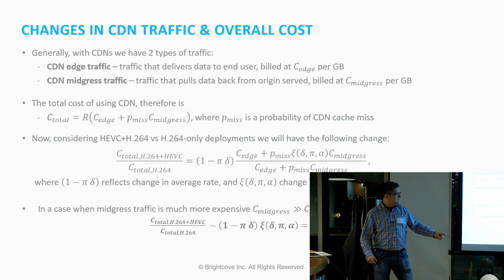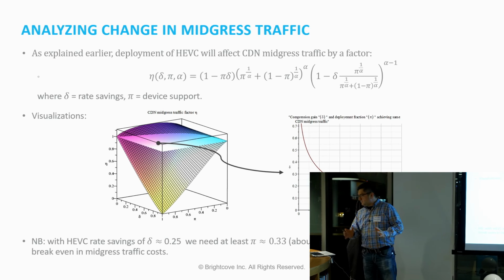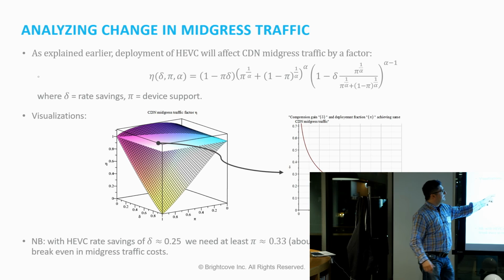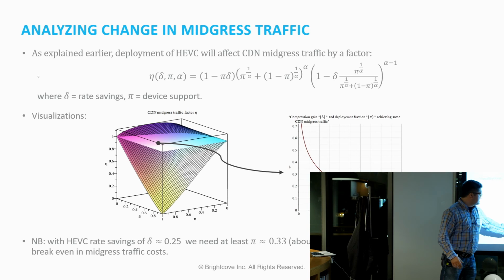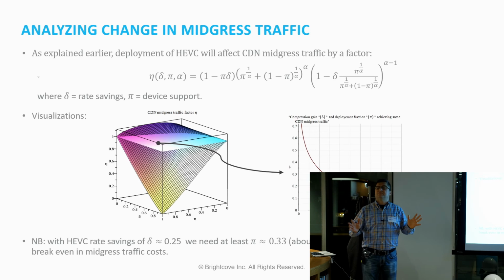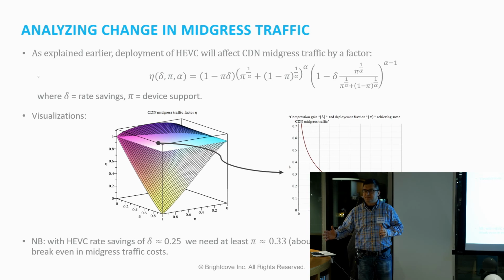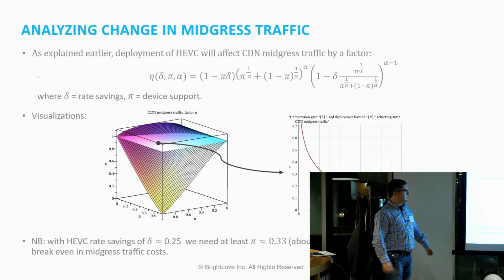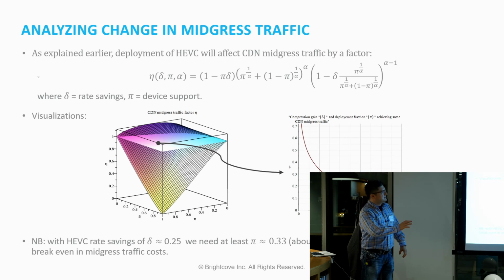And if you plug this in, it actually becomes more favorable for HEVC because the area where we start seeing gains is much broader. Even if rate savings are at 25%, hitting about 1/3 of devices becomes sufficient, such that if you look at overall CDN costs, you will start breaking even. So that's basically the mathematics that describes the trade-offs in this case.